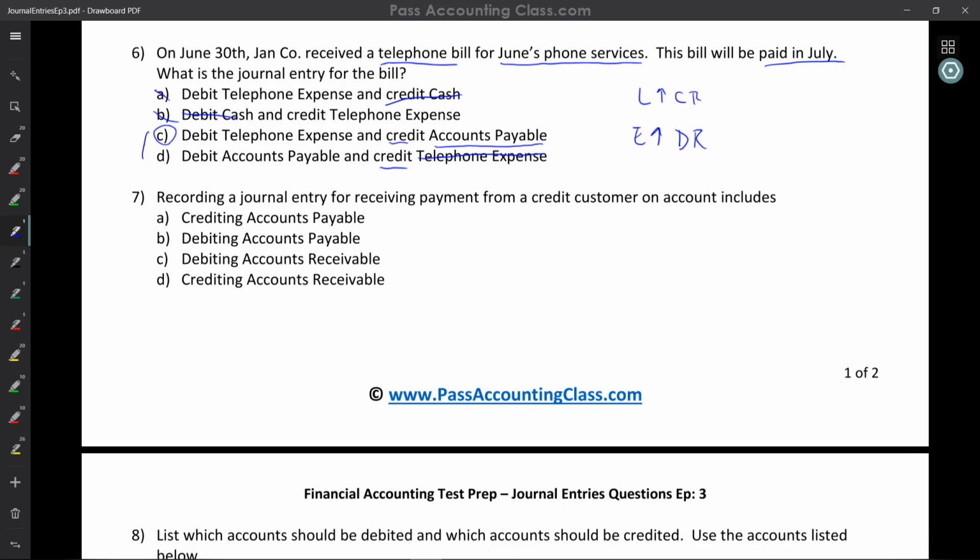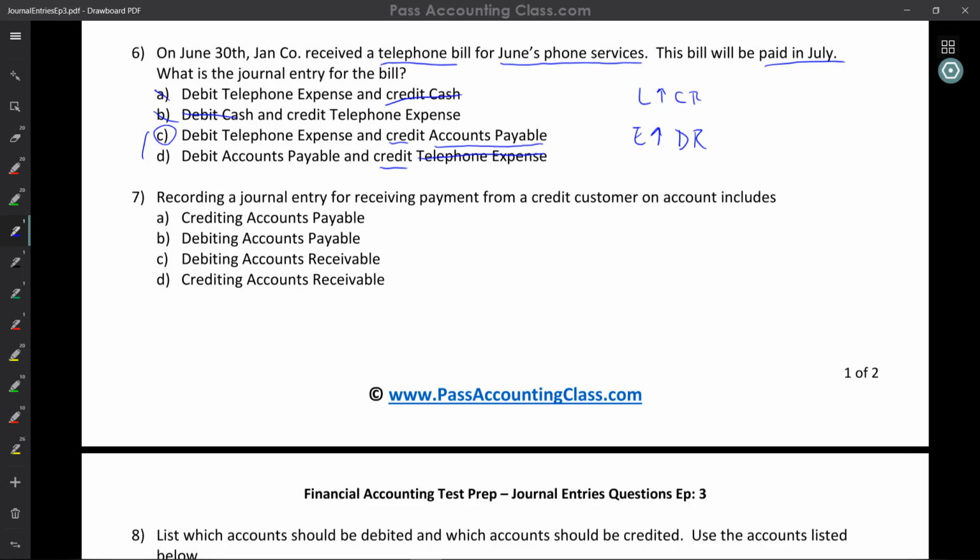So item C is the correct answer. The next question states, recording a journal entry for receiving payment from a credit customer on account includes crediting accounts payable, debiting accounts payable, debiting accounts receivable, or crediting accounts receivable.